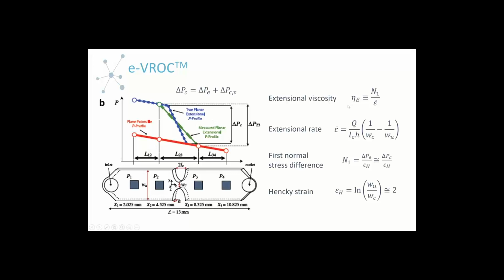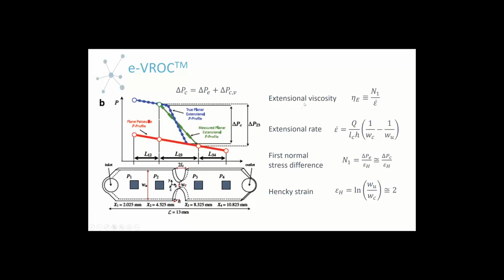Don't worry too much about these equations. I just wanted to point out that our software handles the differences in the calculations. Because we can't place the pressure sensors exactly at the entry and exit of this constriction or expansion zone, we do have to do a slight extrapolation to get the pressure drop across the contraction expansion, which we refer to as delta P sub C. That's what we use in the calculations of the extensional viscosity.